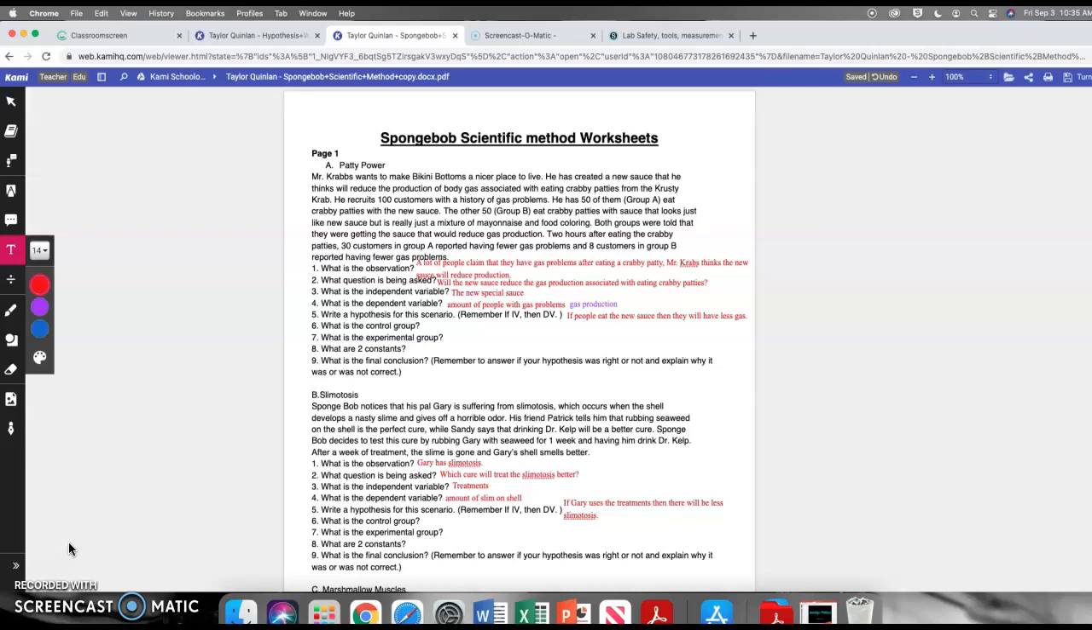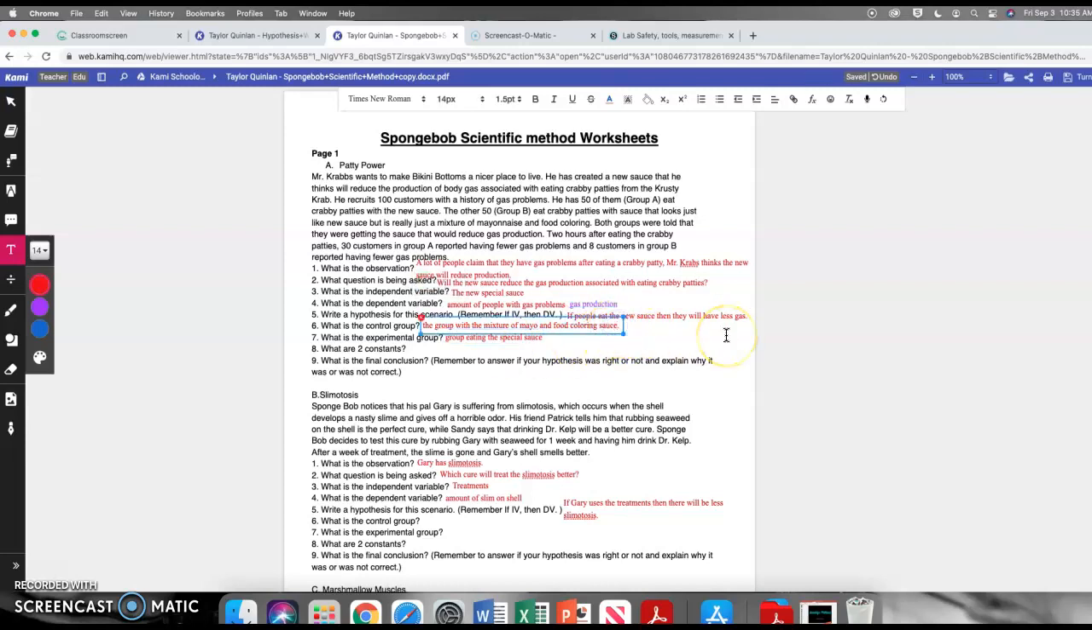All right, so number 6 on part one talks about what is the control group. Remember when we talked about control groups, it is going to be the group that is not getting the independent variable. So our control group would be the group with the fake sauce, basically the mixture of, I'm going to say, mayo and food coloring sauce. The experimental group is the group that's getting the independent variable, so it's the group eating the special sauce.